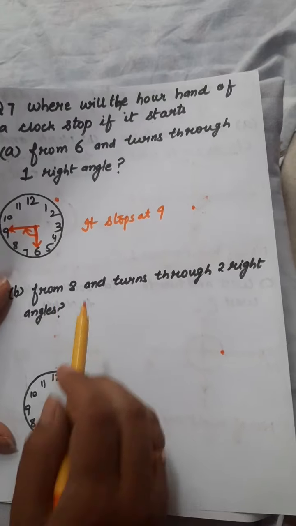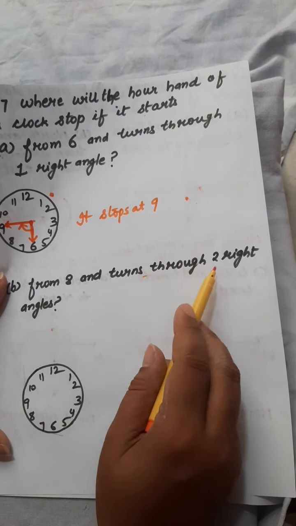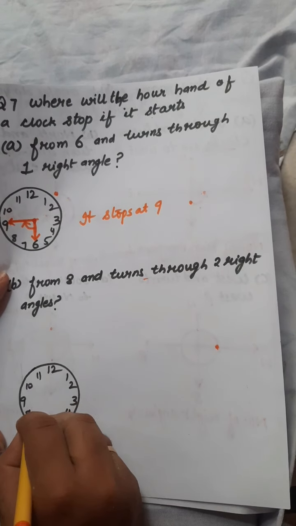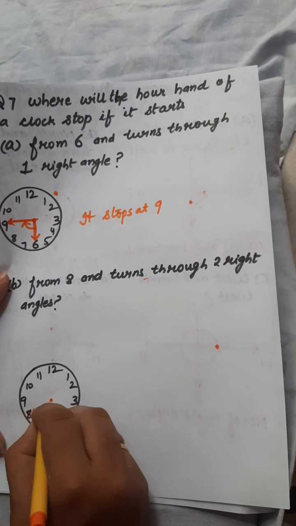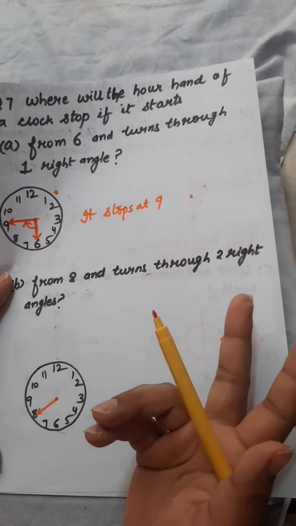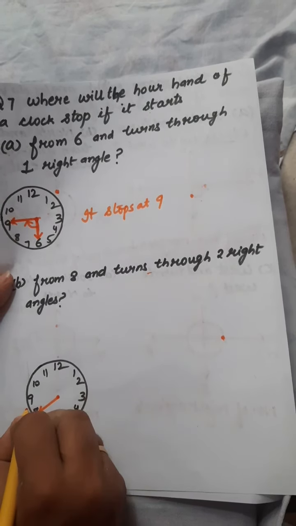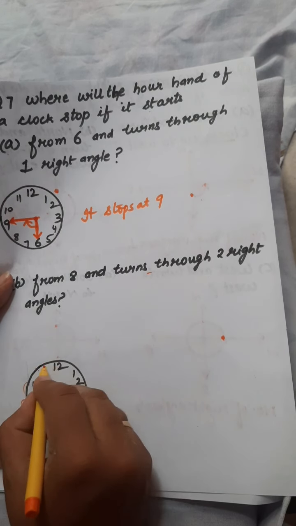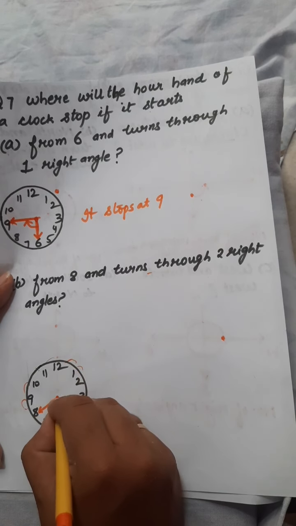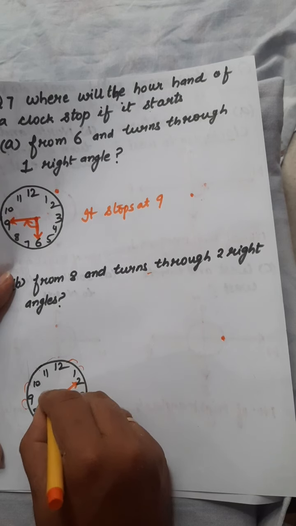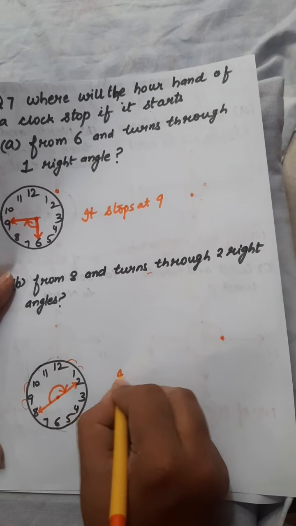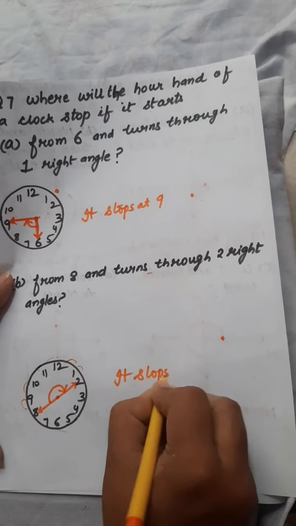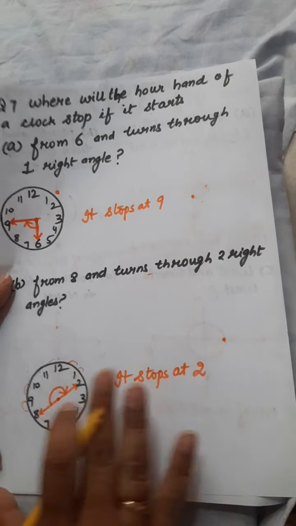Then we have from 8 and turn through 2 right angles. It starts from 8 and turns 2 right angles. 2 right angles means 30 minutes covered. 5, 10, 15, 20, 25, 30. So it stops at 2. So I will write it stops at 2.